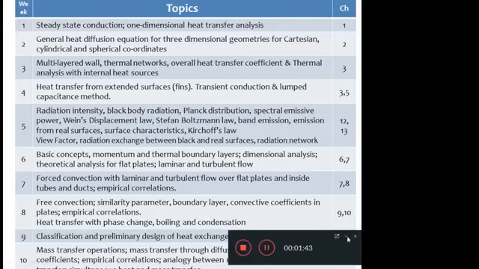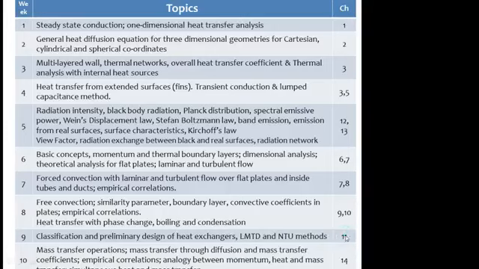These are the topics that we would be covering in the specified time. In fact, we would be learning the three modes of heat transfer, namely conduction, convection and radiation. So we would be learning the fundamentals of the three modes of heat transfer in the first week, which is there in chapter number 1 of our book.